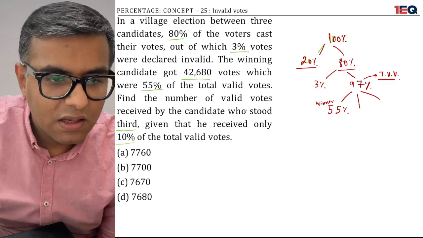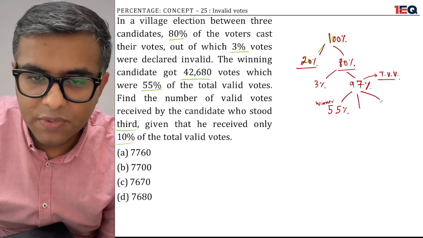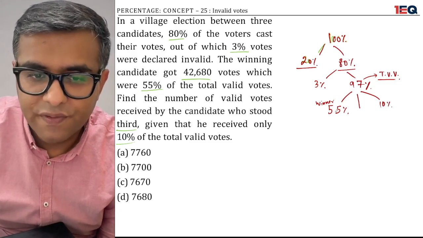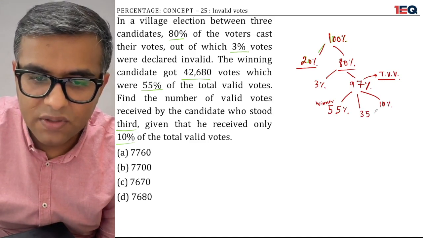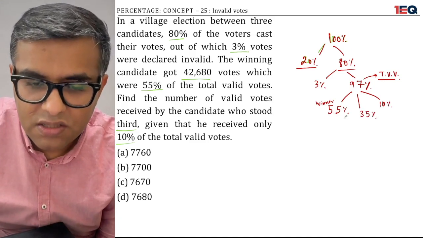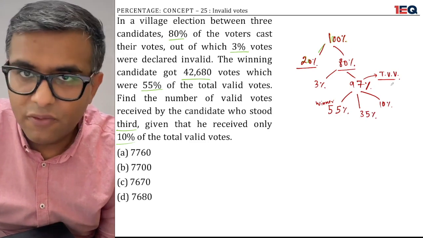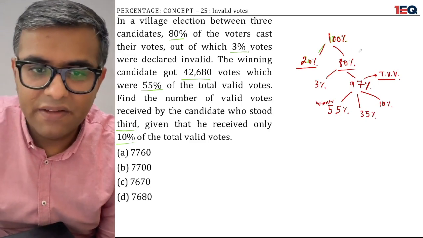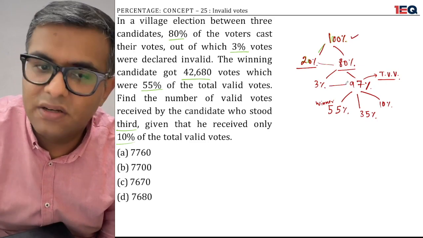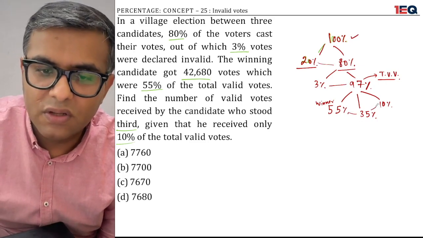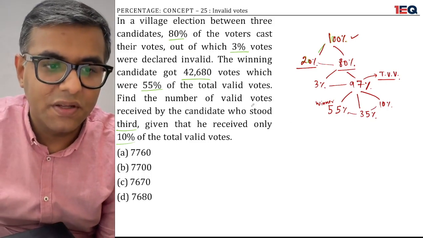The one who stood third got 10%. So 55 plus 10 is 65. The percentage left out is 35%. Now this makes it 100%. I've told you to have a summation of 100% at every level. The first level has 100%, the second level has 100%, the third level has 100%, and the fourth level as well has 100%.